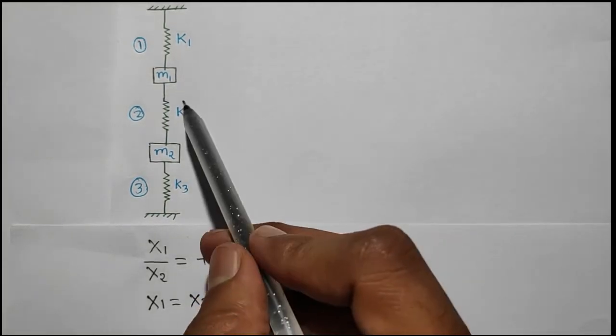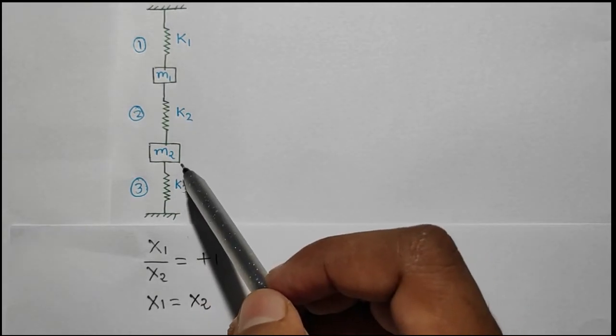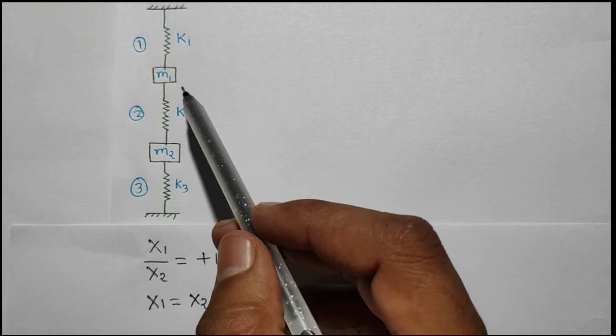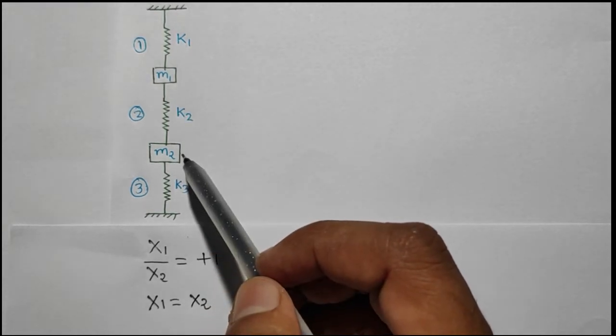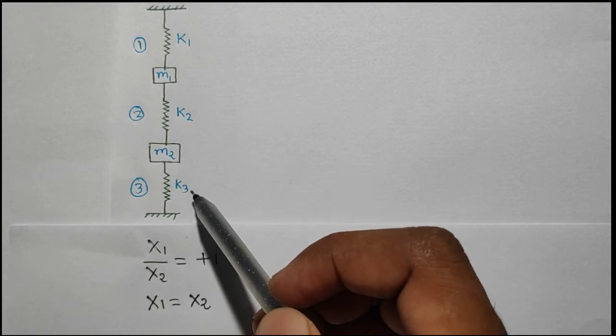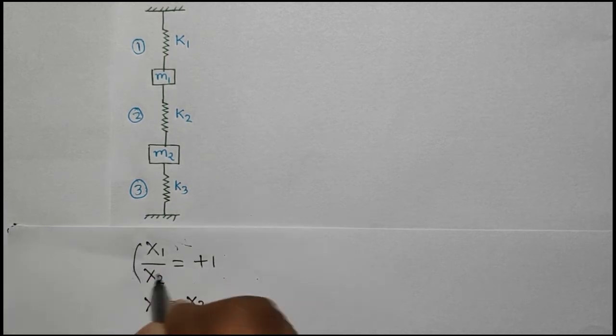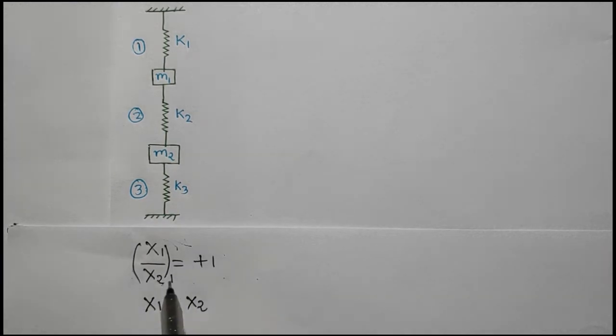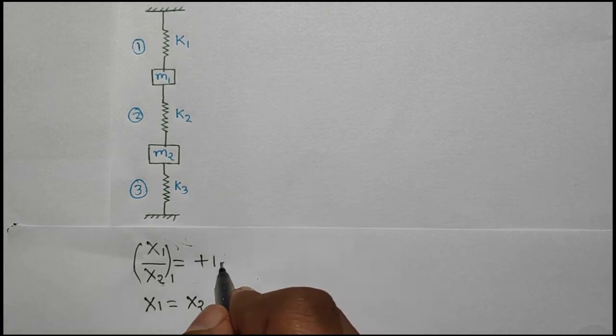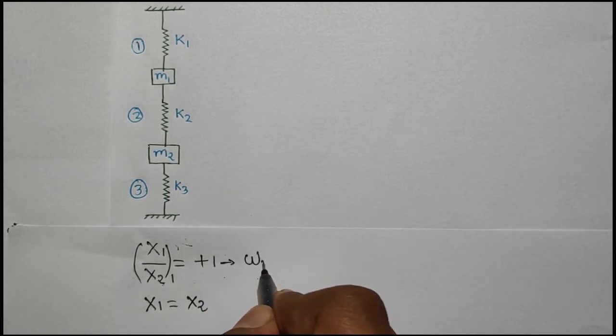If mass m1 moves in the upward direction, then mass m2 also moves in the upward direction. If mass m1 moves in the downward direction, then mass m2 also moves in the downward direction. From this equation, at a particular frequency omega n1, the system has a particular pattern of vibration, means a particular mode shape. If I write 1 in the subscript of x1 by x2, then this will indicate that we get the first mode of the system, which corresponds to the first natural frequency omega n1.